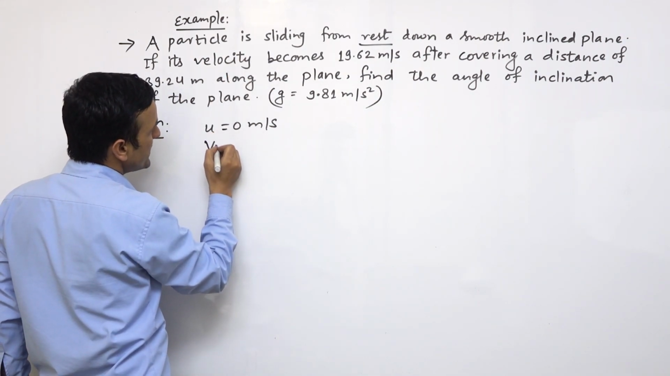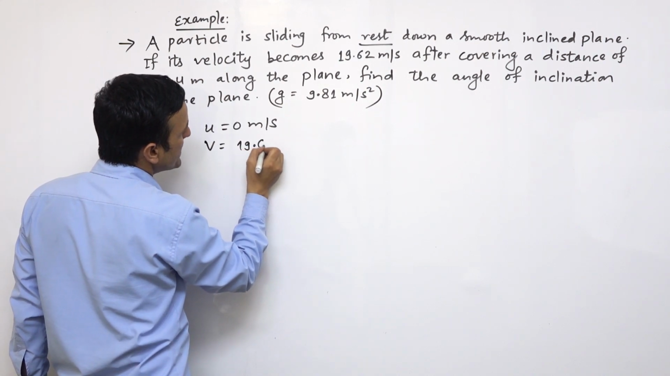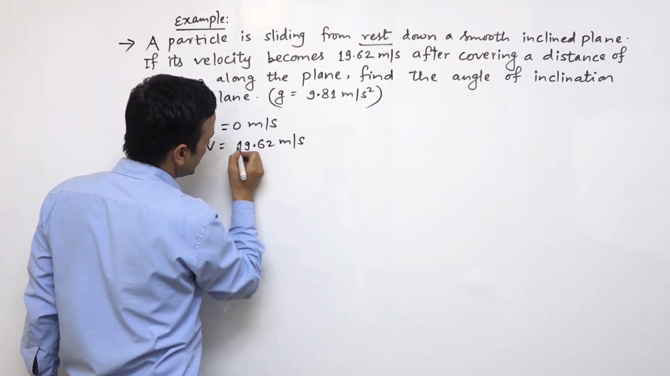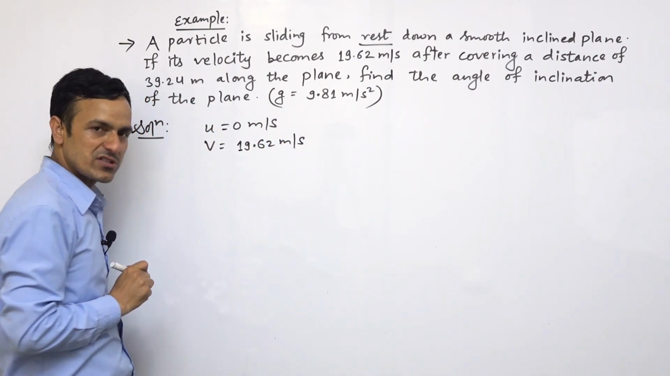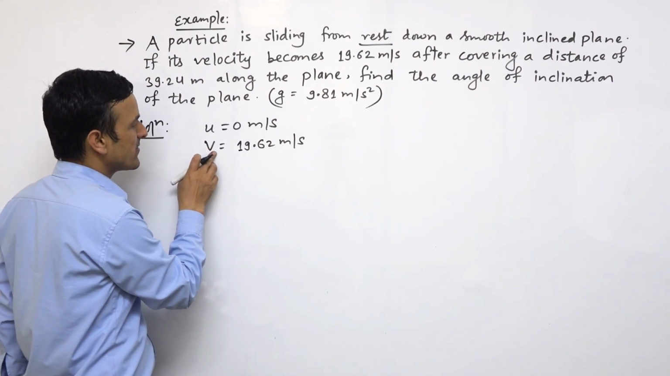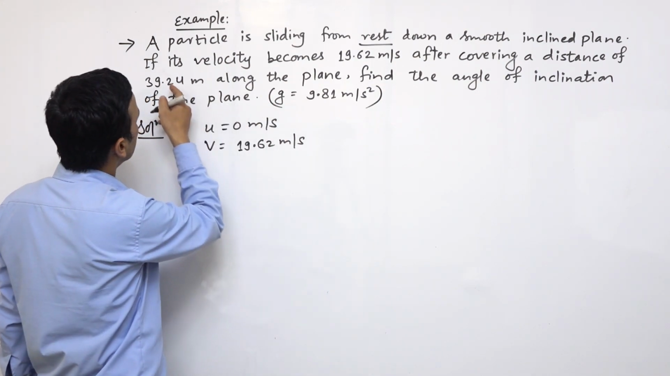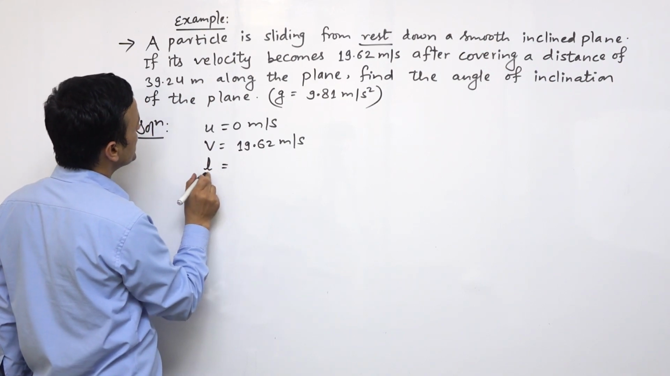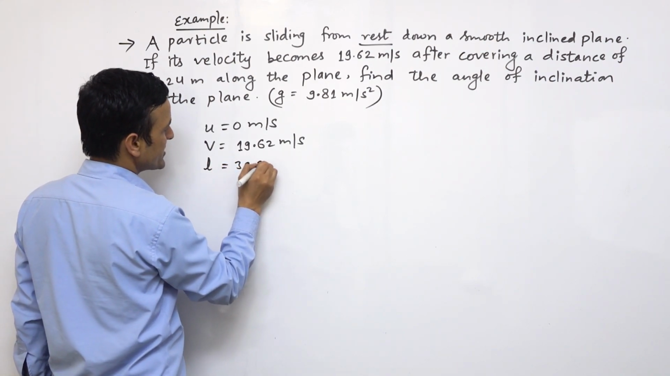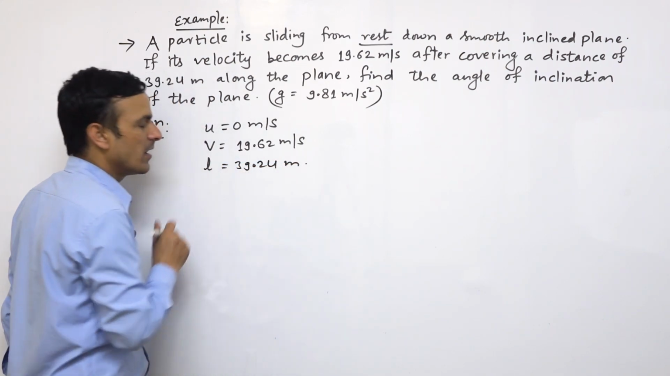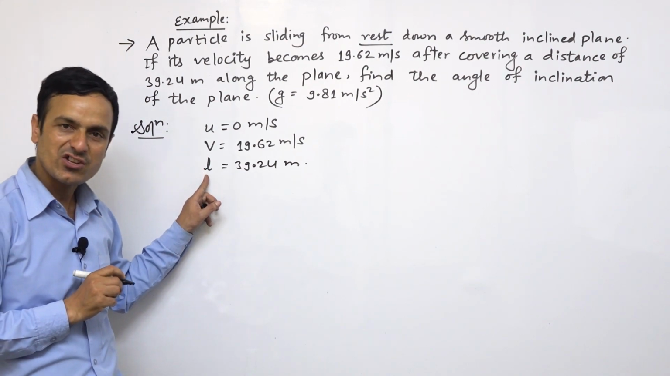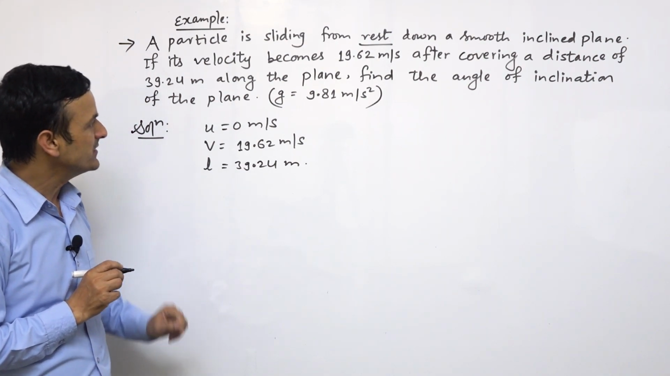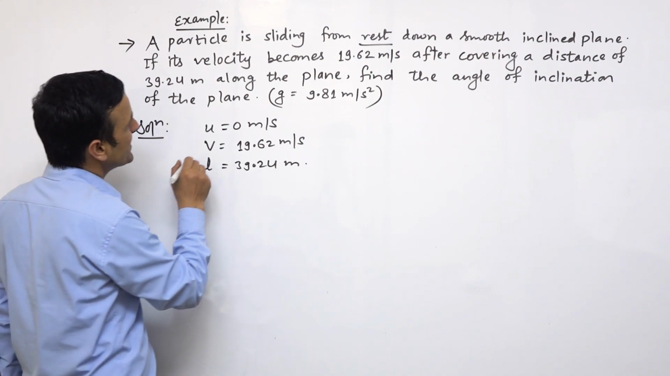So its velocity v is equal to 19.62 meter per second. So this is final velocity. So in shortcut we can write down v after covering this distance. So covering distance means length. In this case we have to write down the L. यो inclined plane मा हामी L लेख्छौं. So L is the distance covered by that particle.